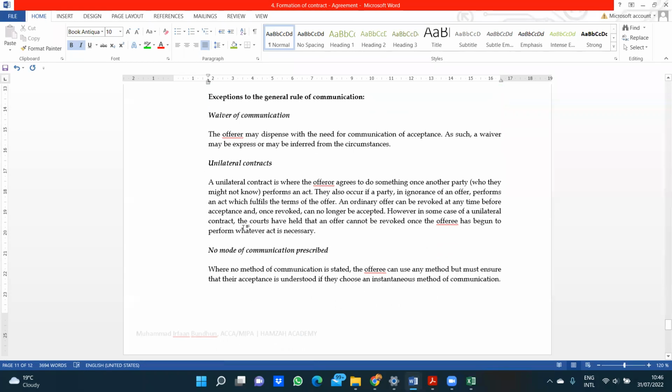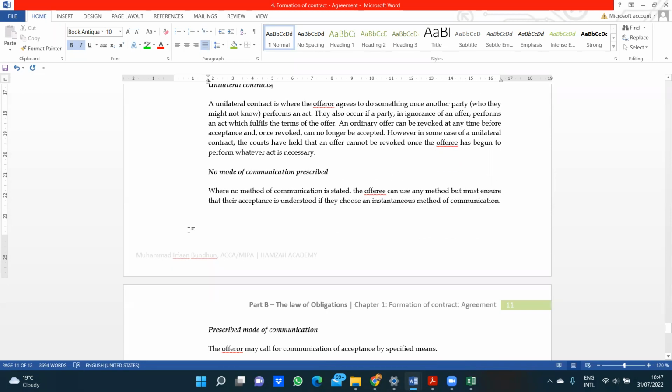For example, in a unilateral contract. A unilateral contract is where the offerer agrees to do something once another party, who they might not know, performs an act. They also occur if a party in ignorance of the offer performs an act which fulfills the terms of the offer. An ordinary offer can be revoked at any time before acceptance, and once revoked can no longer be accepted. However, in some cases of a unilateral contract, the courts have held that an offer cannot be revoked once the offeree has begun to perform whatever is necessary.